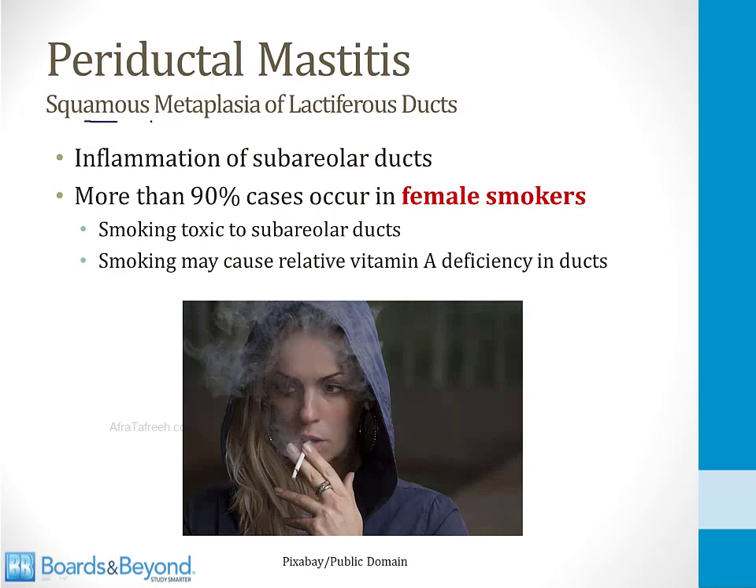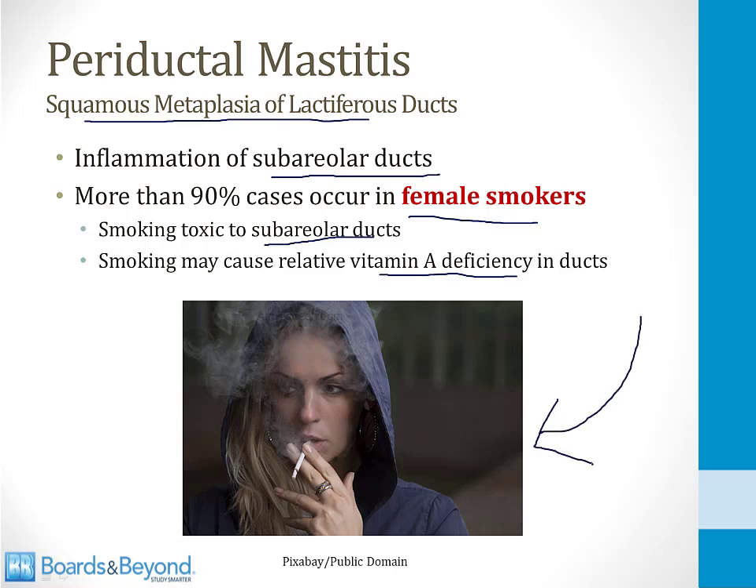It's also called squamous metaplasia of the lactiferous ducts. I'll explain why it gets these names in a minute. In this condition, there's inflammation of the subareolar ducts, so it's the ducts of the breast right below the areola and the nipple. And more than 90% of cases of this condition occur in female smokers. It's thought that smoking is toxic to the subareolar ducts. There's also some data showing that smoking may cause a relative vitamin A deficiency in the ducts, and that can lead to damage. So I put a picture of a female smoker on the screen here to remind you that this condition in a board question is usually going to be a woman who smokes.